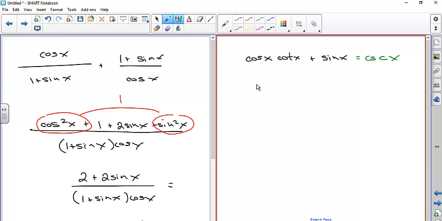So let's see if we can figure this one out. So if we got cosine, cotangent is cosine over sine.